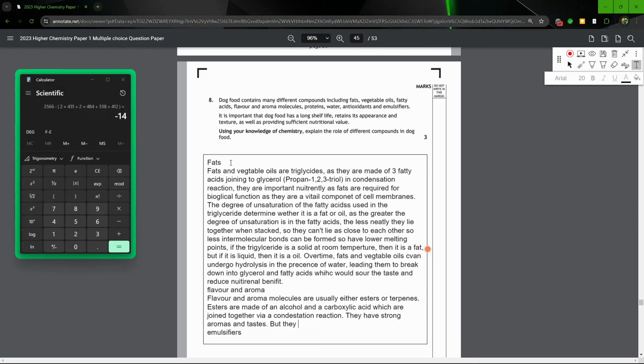But they can break down over time with water, through hydrolysis, back into an alcohol and carboxylic acid, which sours the taste and smell. It's probably a bit unnecessary to repeat it, but I've already written enough down.